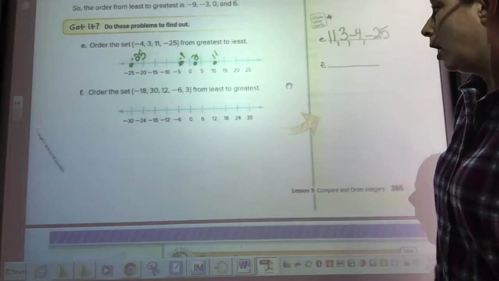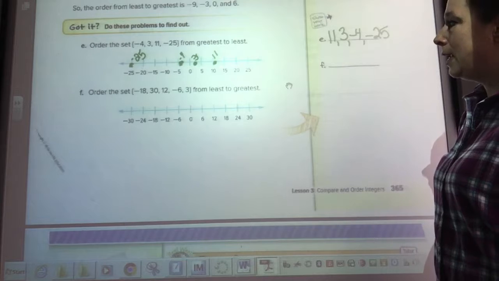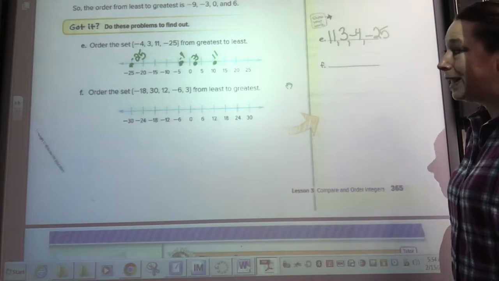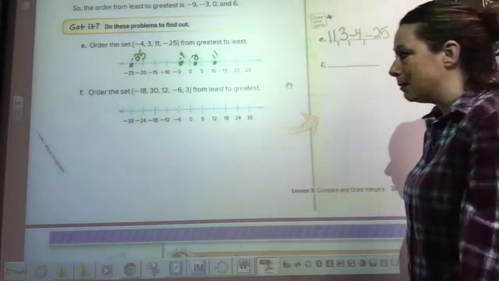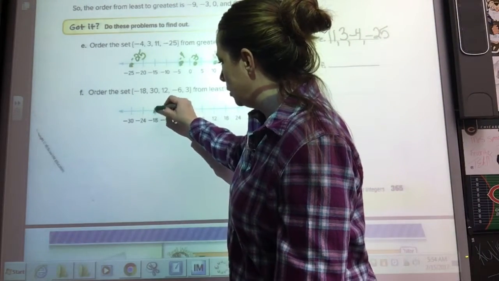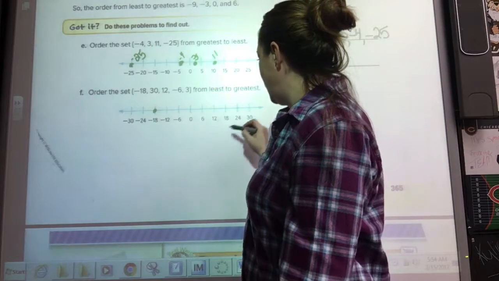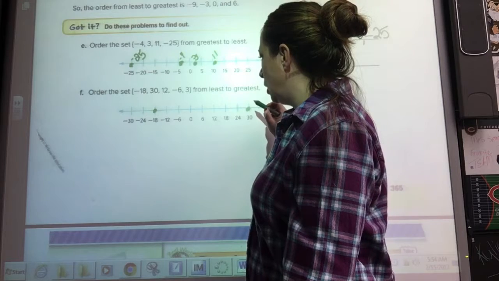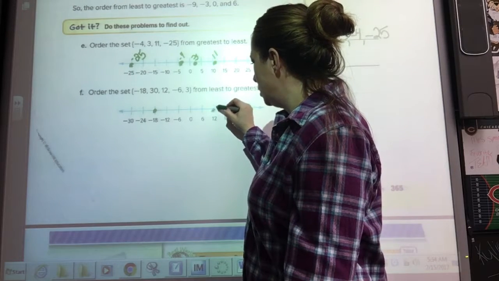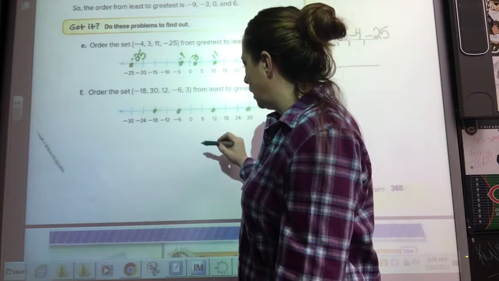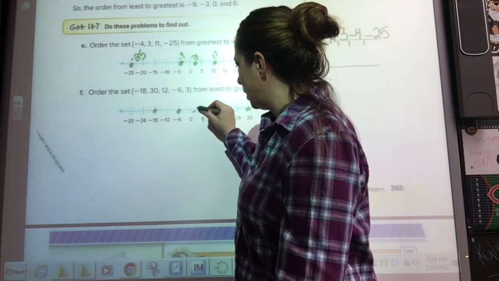Just kidding. All right. Order the set negative 18, 30, 12, negative 6, and 3 from least to greatest. So having the least amount to having the greatest. So negative 18. Oh, look at that, I guessed it right. 30 is way up here. 12 is right here. Negative 6 is right there. And 3 is right in the middle.